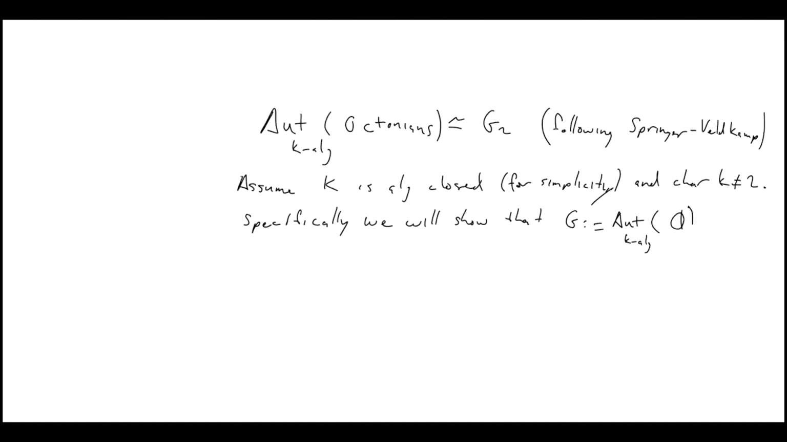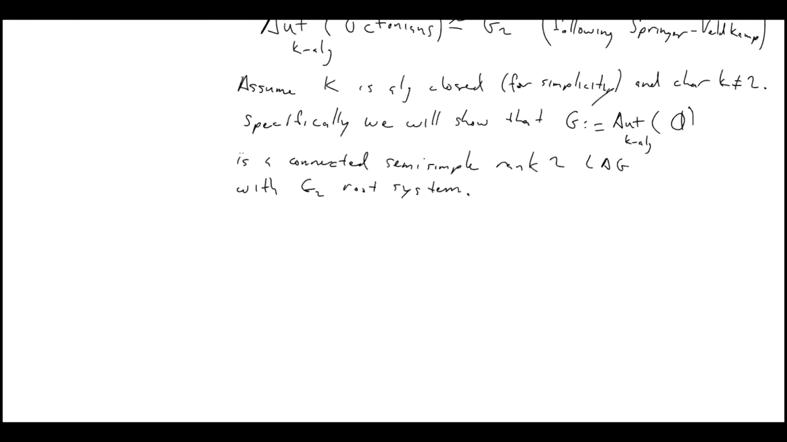And so we're going to show that this is a connected, semi-simple, rank 2 linear algebraic group with G2 root system. All right. And here's an outline. There's going to be 3 main steps in understanding this. Okay, so the first is we'll want to show that G is connected.